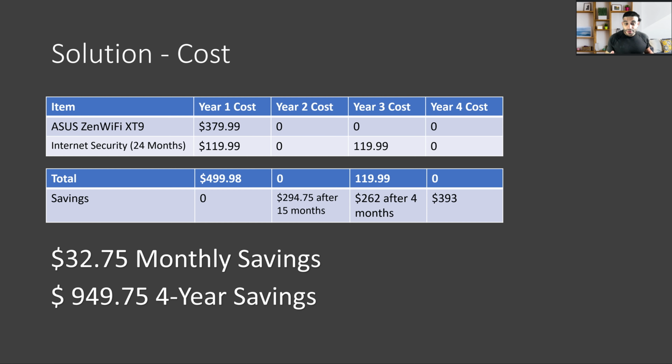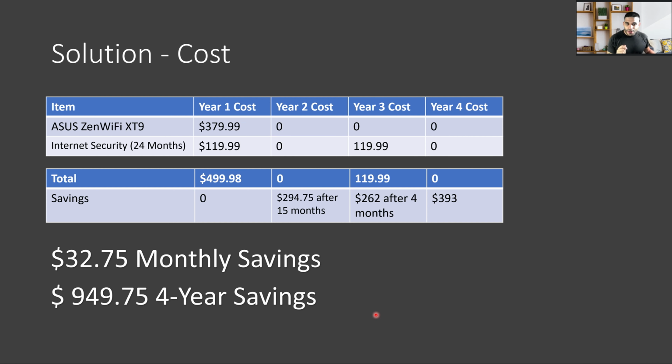So the really cool thing is if you factor in the savings that you have from year 4, the savings that you got in year 3, and the savings that you got in year 2, you have a total savings of $949.75 within a 4-year window. So how incredible is that?